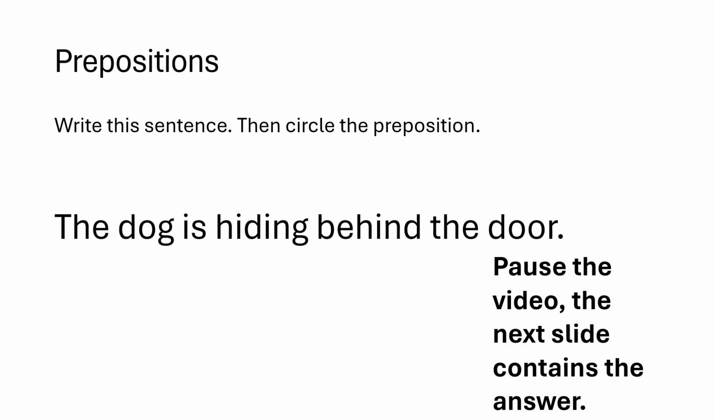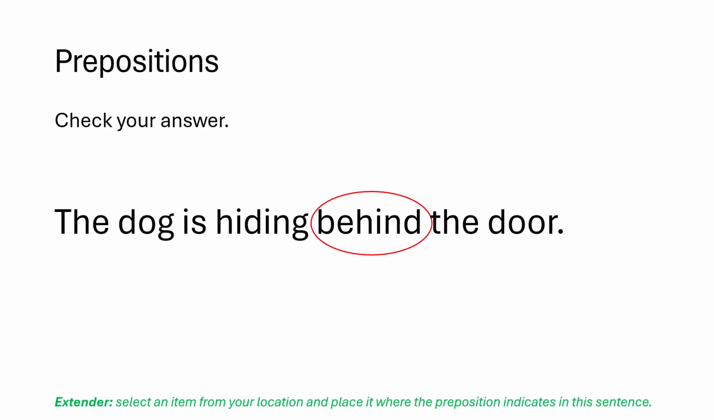Write this sentence, then circle the preposition. The dog is hiding behind the door. Pause the video. The next slide contains the answer. Check your answer. The dog is hiding behind the door. The preposition is behind.